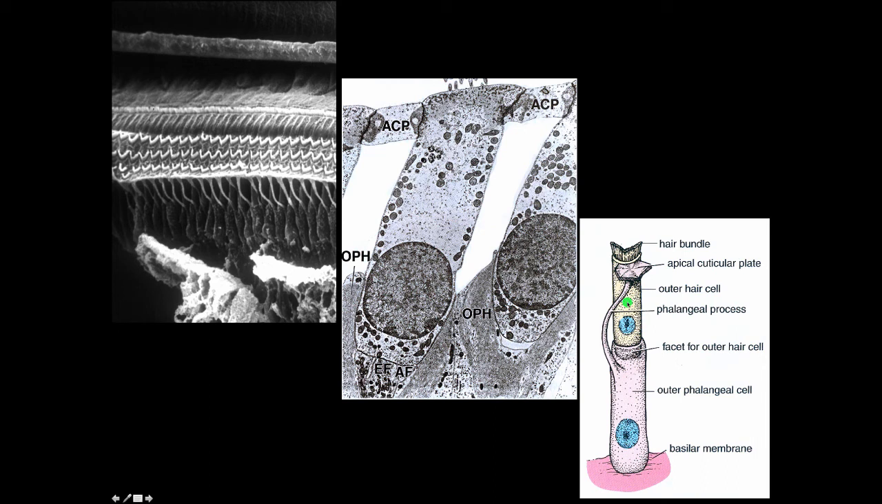Here is a diagrammatic view of this outer hair cell sitting in a facet, if you want, in the outer phalangeal cell for the hair cell, and here this outer phalangeal cell is putting out a process coming around the hair cell and forming something called the apical cuticular plate. Here you can see this apical cuticular plate here or here. These apical cuticular plates make up part of the reticular lamina. So the apical cuticular plate of the phalangeal cells and the apical boundary of the hair cells make up this reticular lamina.